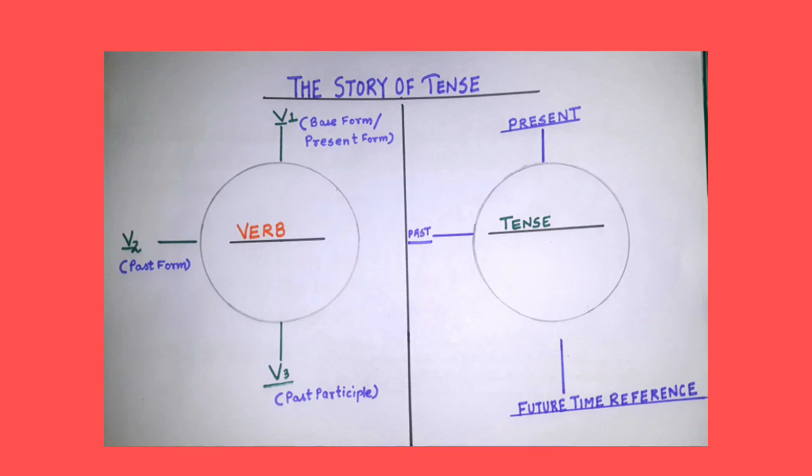The first form of verb is the base form or the present form. The second form of verb is the past form, and the third form of verb is the past participle form.